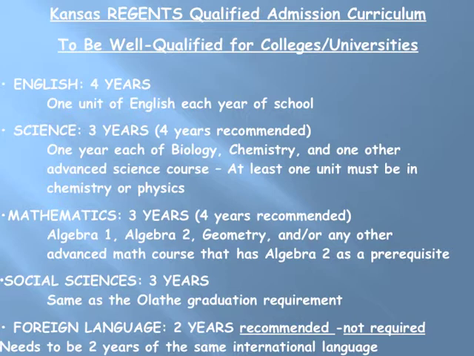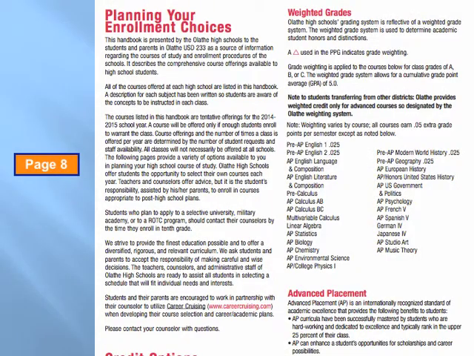Social Science, you're required to have 3 years, same as the Olathe graduation requirement. Foreign Language, 2 years is recommended, but not required. This needs to be 2 years of the same international language. Students who complete this curriculum will find themselves well qualified for most colleges and universities.